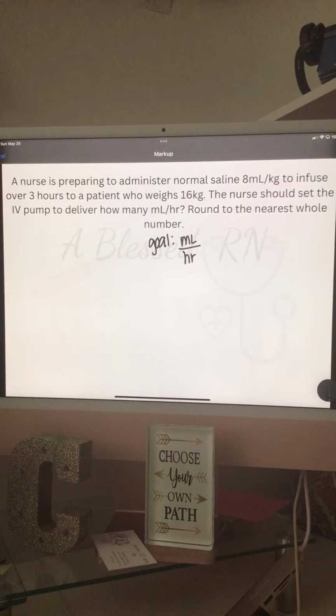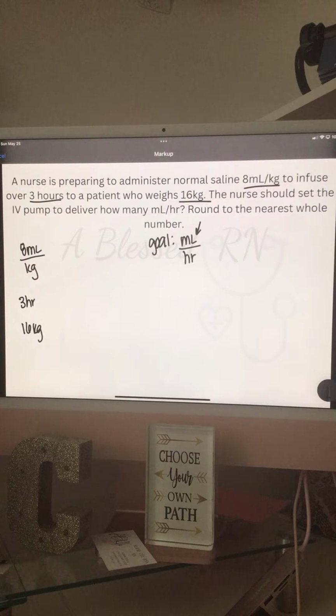So I know I have milliliters per kilogram. That's together, right? And then we have 3 hours. That's by itself, so I'll let it stay by itself. And then we have 16 kilograms, right? That's the patient's weight. So we are always going to start with our goal, okay? And that's that top goal. Your goals are your top priority right now. They come first. So keep your goals first.